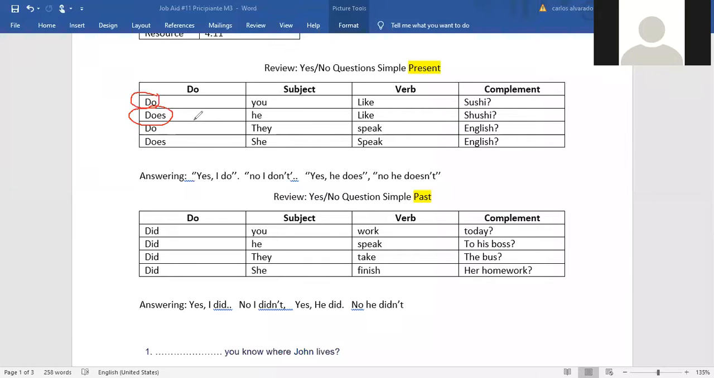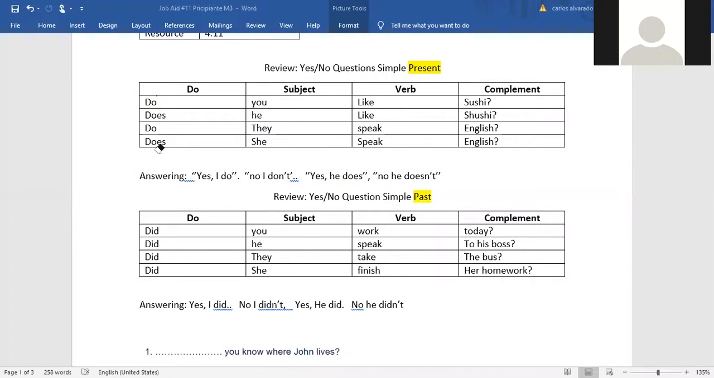Do you remember? Cuando es tercera persona, ocupamos does, teacher. Mm-hmm. Right, sería he, she, or it, then I will use does, okay? Cuando uso he, she, or it como sujeto, entonces uso does, okay? Let's look at the examples here. Do you like sushi? Does he like sushi? What is the difference, right? Con he uso does. Do they speak English? Does she speak English? Okay, so el uso de do and does depende del sujeto, ¿verdad?